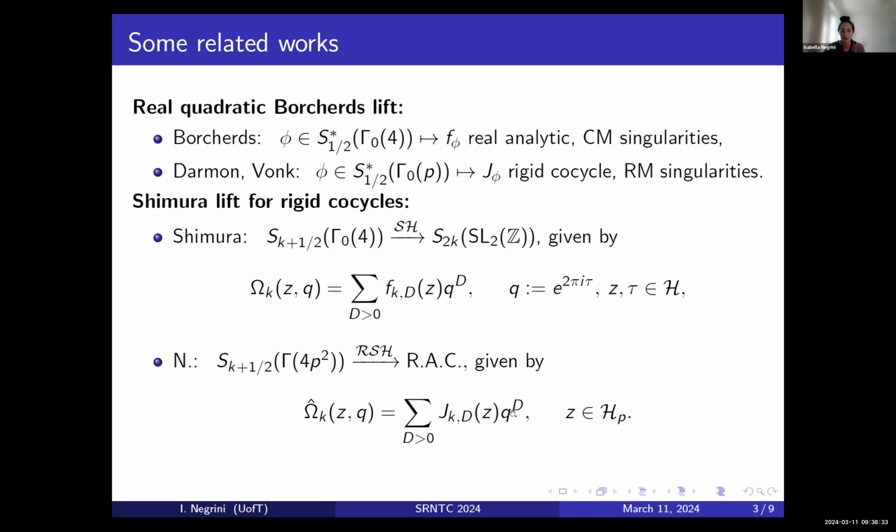And so we say that this omega hat is in the tensor product of half integral weight forms and rigid analytic cocycles. And this is what we mean when we say that it is a half integral weight form for Q with coefficients in the rigid analytic cocycles. We mean that it is in the tensor product.